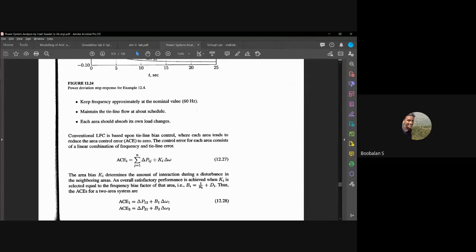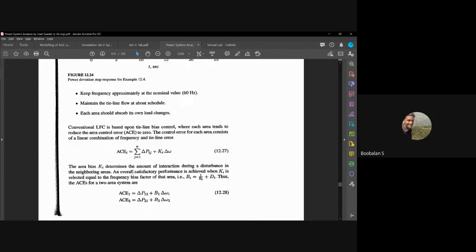And Ki, just note it down, how we calculate Ki: this is what I call the bias constant, that is the area bias constant, and the bias constant relates to my frequency, right? So Ki is equal to the frequency bias factor. Just note it down. We will see how to choose the factor. For a two area system, the value of i is now 2. Now ACE1 is equal to, just note it down, delta P12 plus B1 delta omega 1, and ACE2 is equal to, for area 2, delta P21 plus B2 delta omega 2.